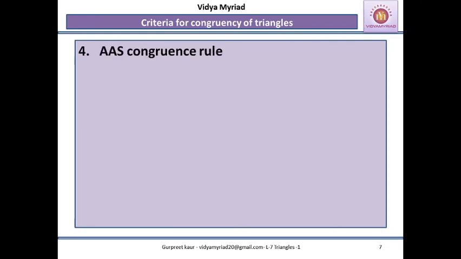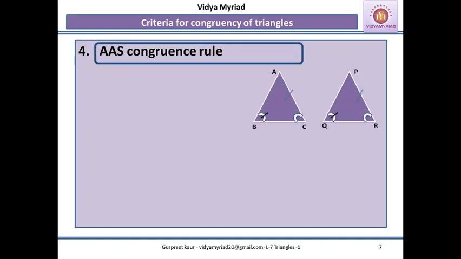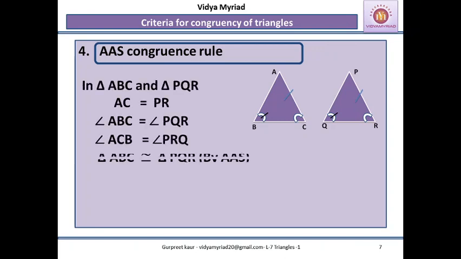Next criteria is the AAS congruence rule. What does it mean? Angle, angle and side. If you look at the diagram, angles and sides are equal. You have angle B equal to angle Q, angle C equal to angle R, and side AC equal to PR. Due to this, we can prove that the triangles are congruent by AAS.